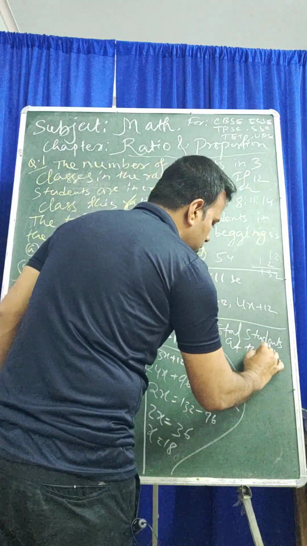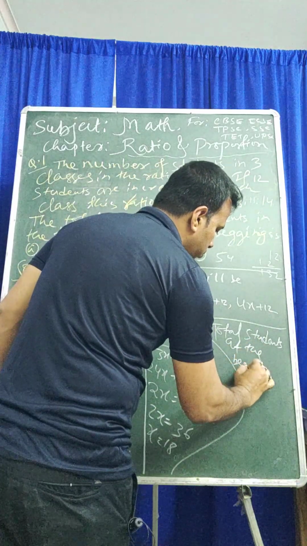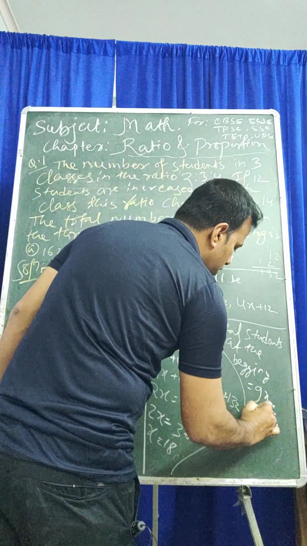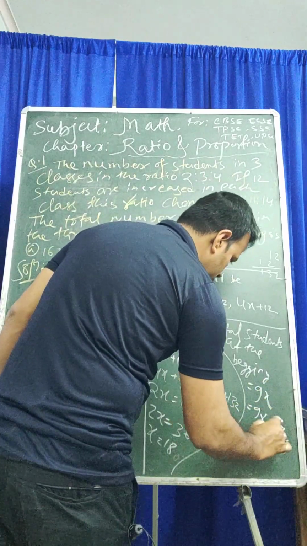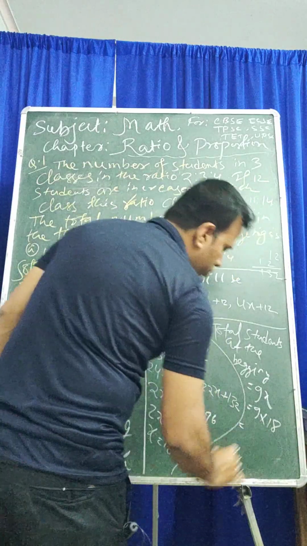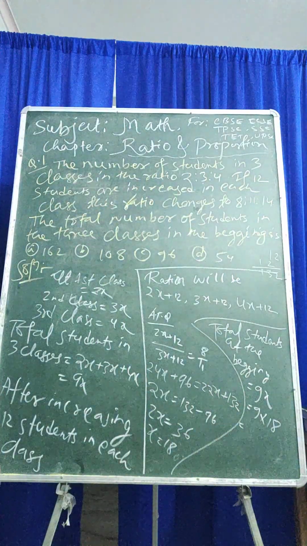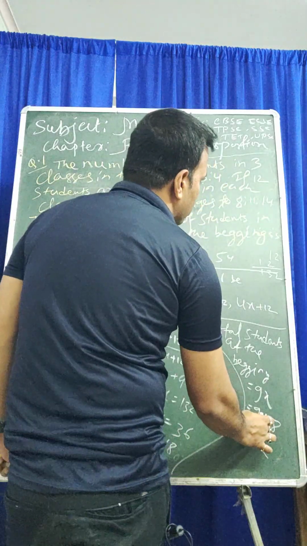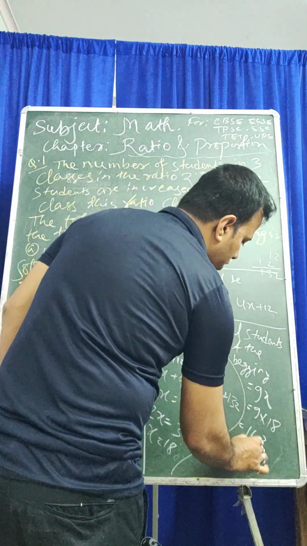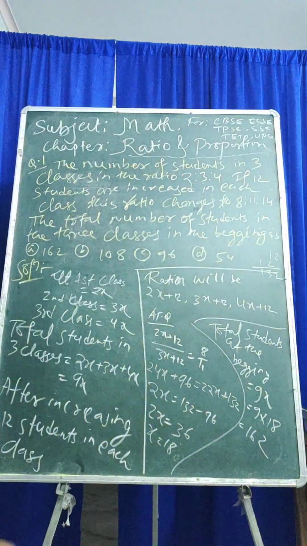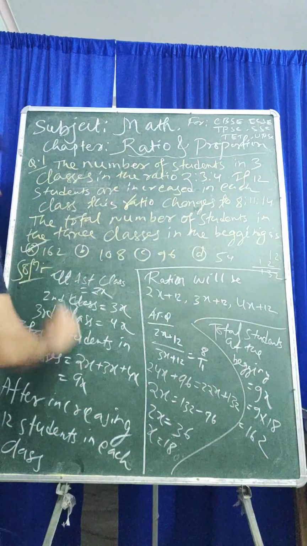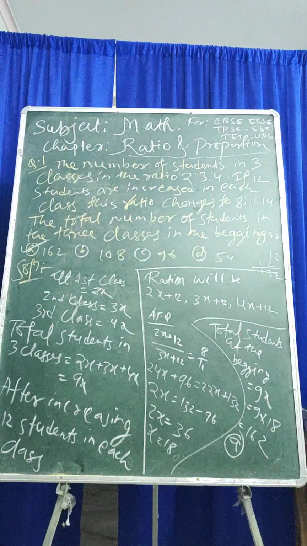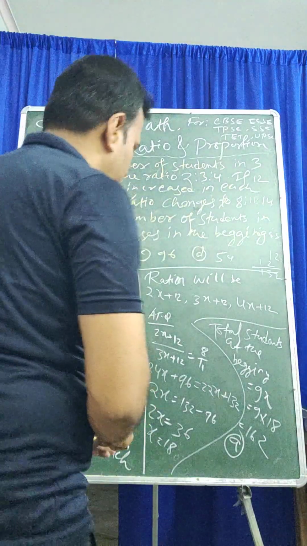At the beginning it is 9x. It will be 9 into 18. If you multiply this, 9 times 8 is 72, that is 2, and 9 into 1 is 9, and 9 and 7 is 16, so 162. So which option is correct? Option A is the correct answer. Got my point? Option A will be the correct option.